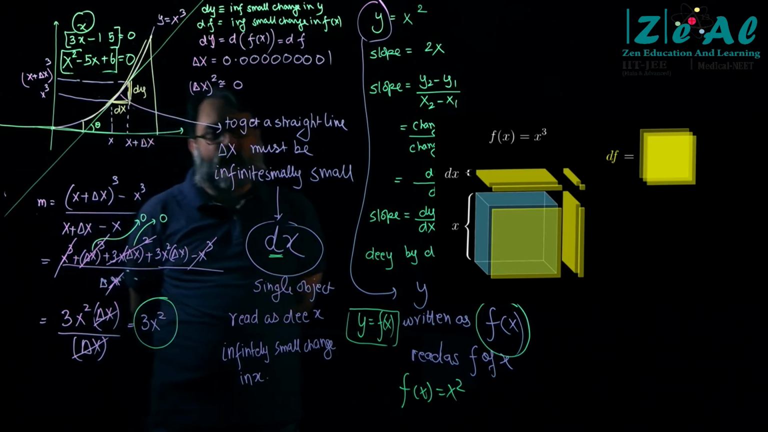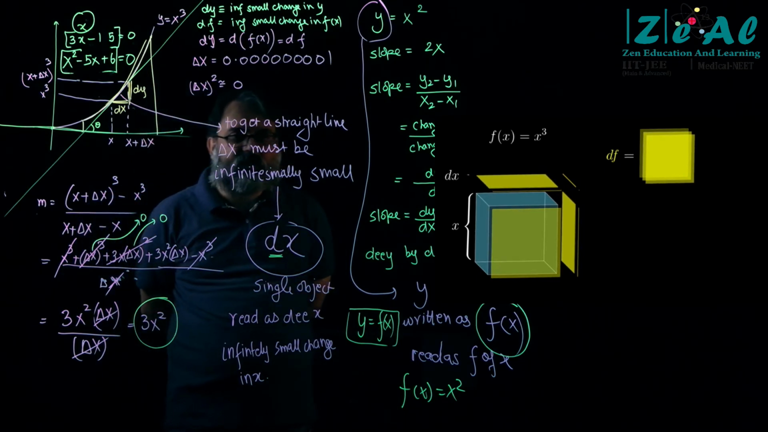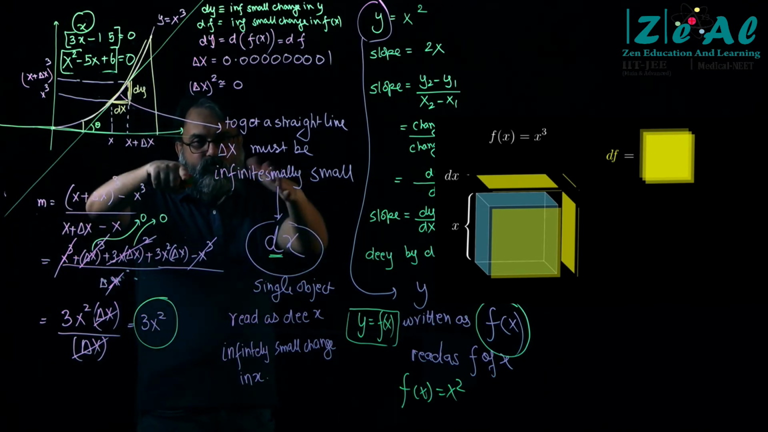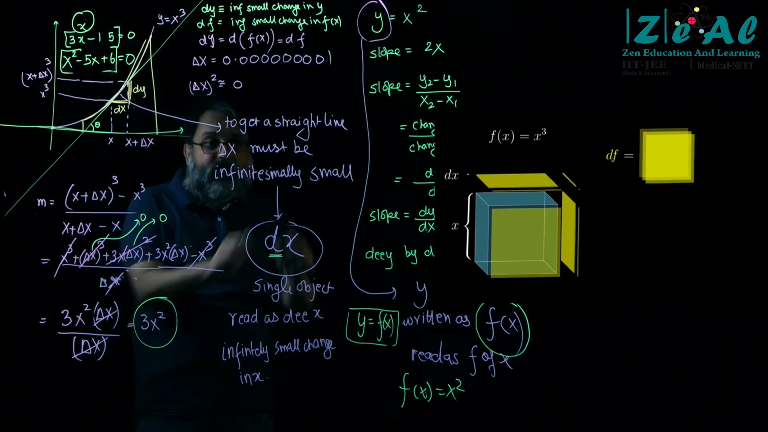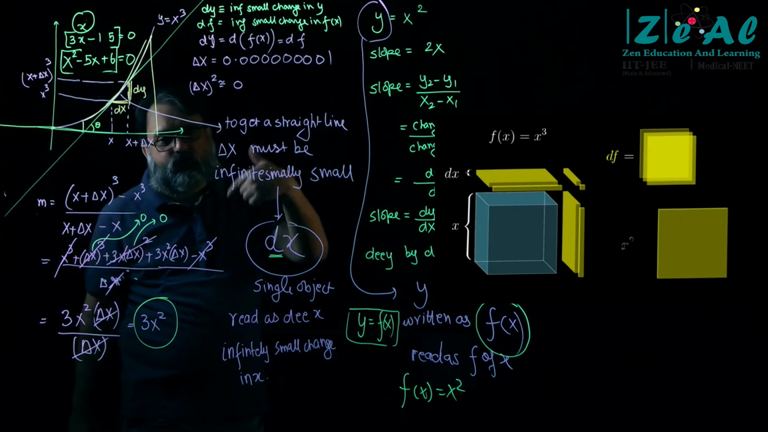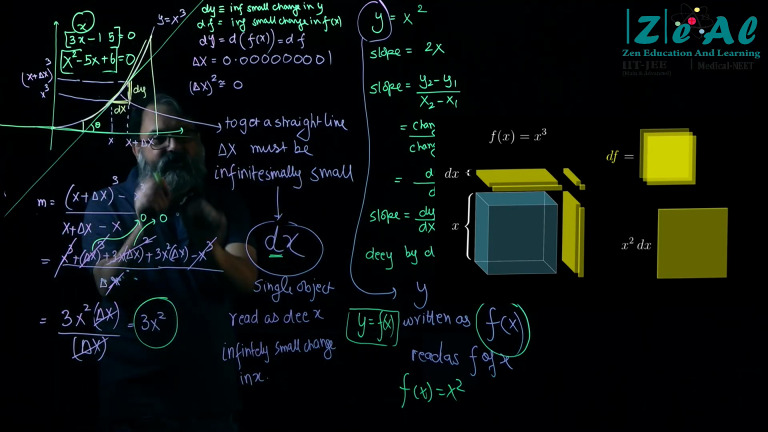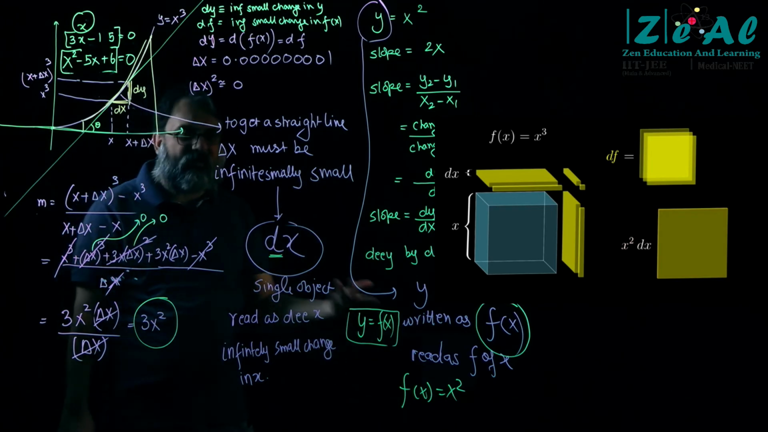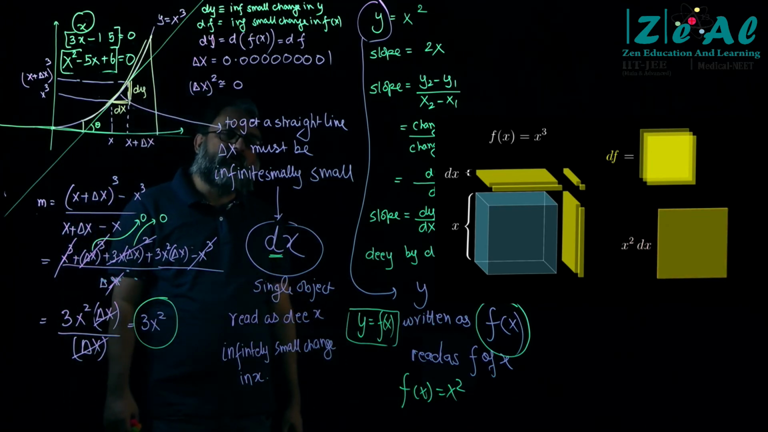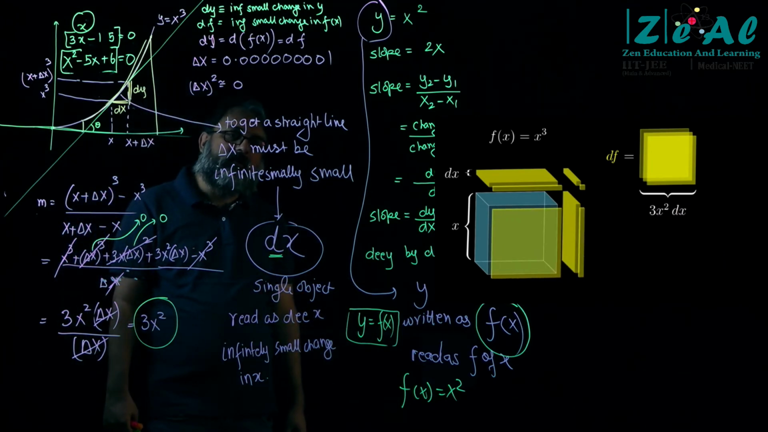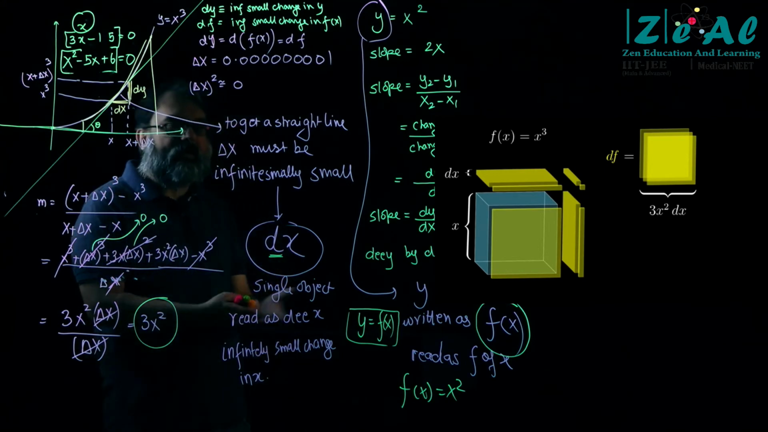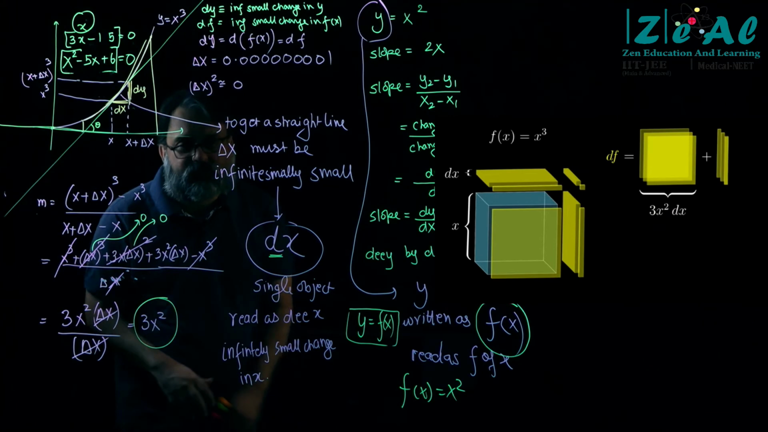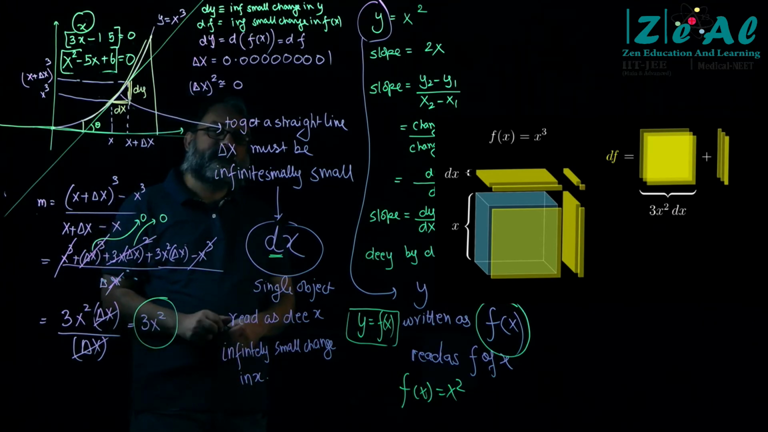then the extra volume added is 3x square dx for the ये जो ऊपर वाले yellow sheets हैं, plus the volume of those rods and those dots. But when you make dx very, very small, the volume of the rods and the dot, they are really not going to matter, right? So the change in volume would be 3x square dx only, and therefore df by dx would be equal to 3x square. Okay?